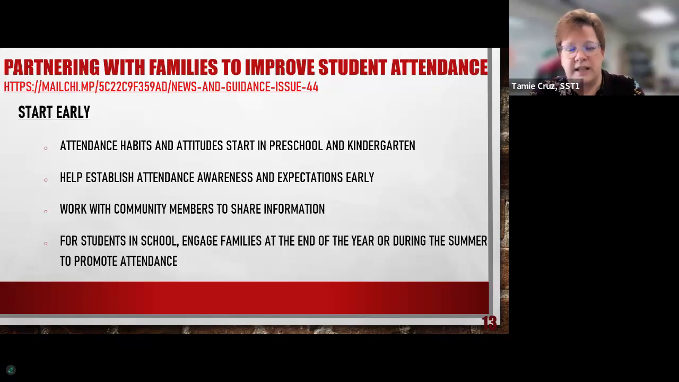It is time to go to school. We've got to get out of bed. Need to go to school. Okay. And so that's establishing those expectations early with kids.